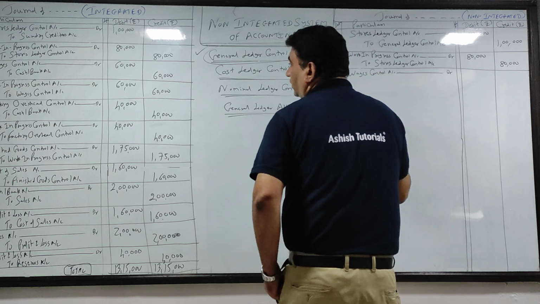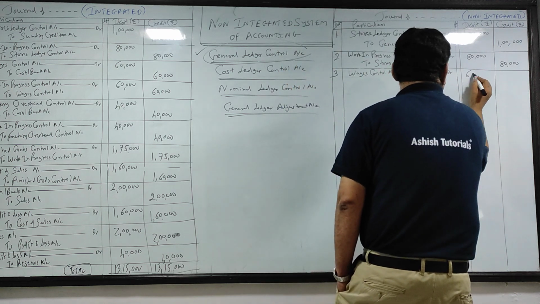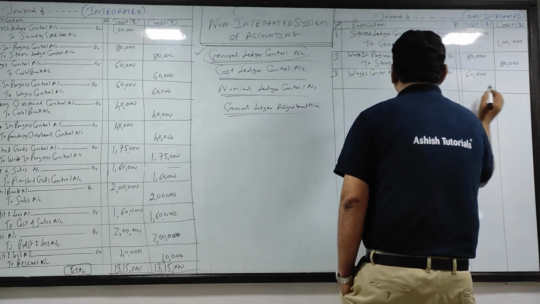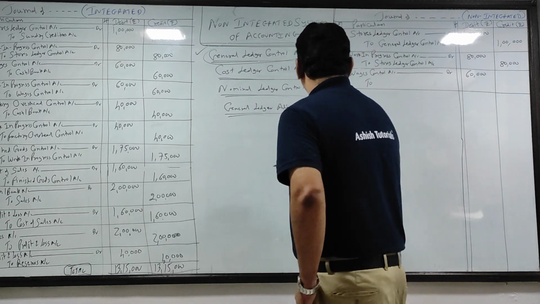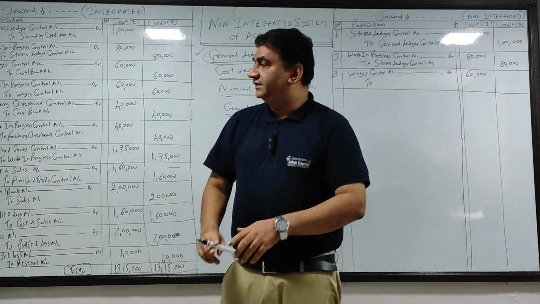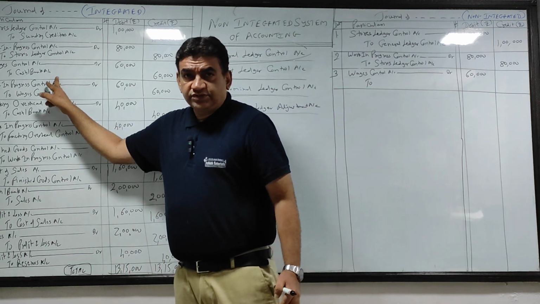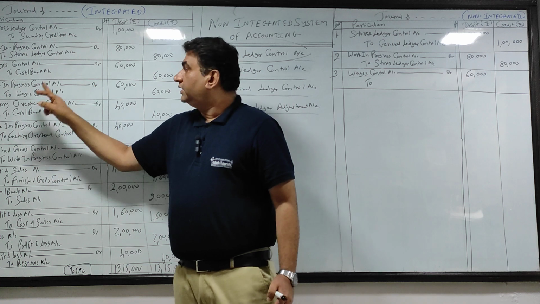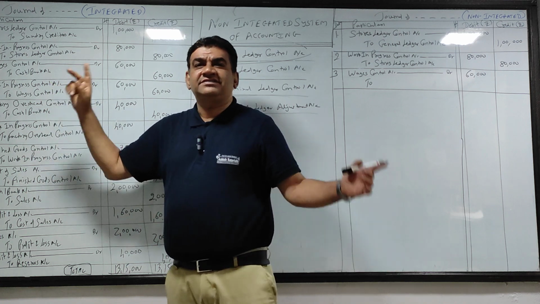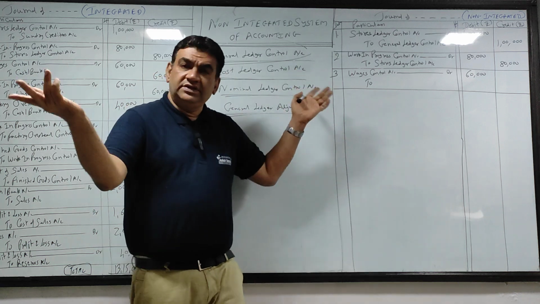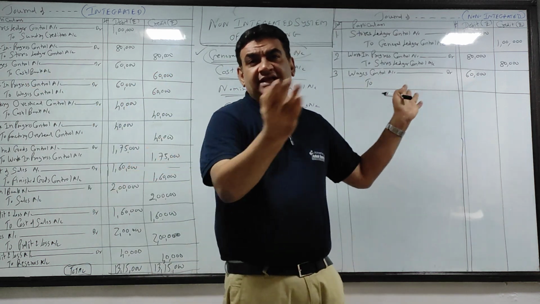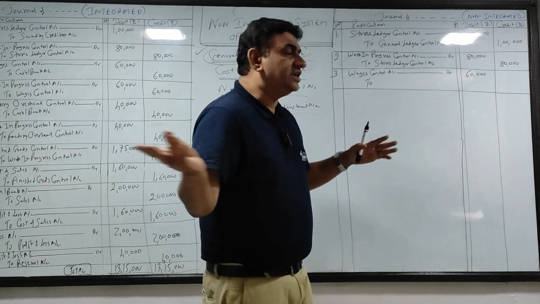Wages control account debit 60,000. Now see, in integrated, you wrote to cash bank. So what I told you, the difference in this account: instead of creditors, instead of debtors, instead of cash bank, you will debit or credit general ledger.